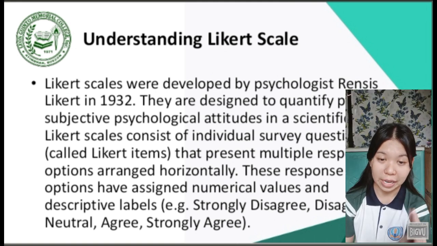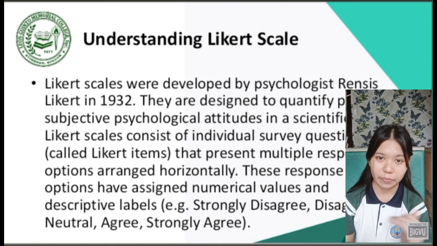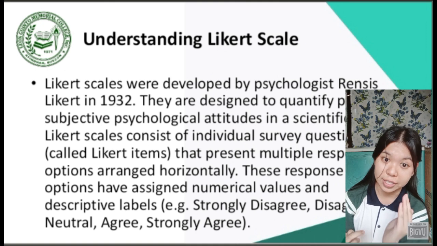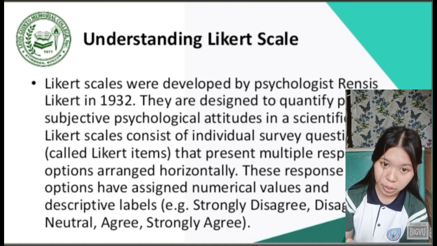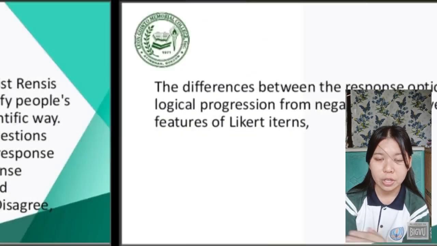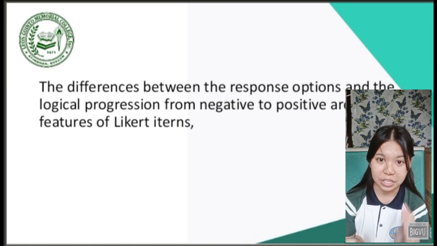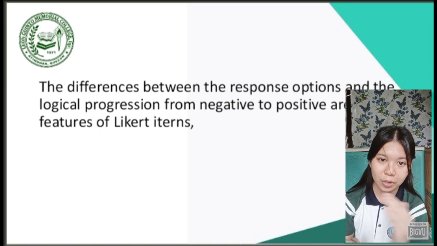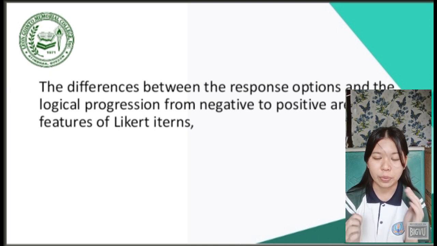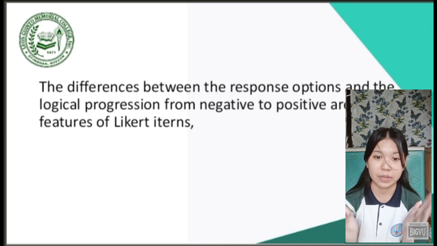But how do Likert scales work? So Likert scales use survey questions with different response options. These options are usually words like strongly disagree, disagree, neutral, agree, or strongly agree. And I know you guys are already familiar with this kind of options. So each option is assigned a number and they are arranged in a specific order from negative to positive, as you can see. So this helps show the range of opinions and how strongly people feel about the topic.